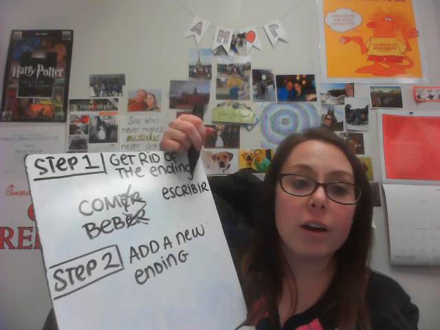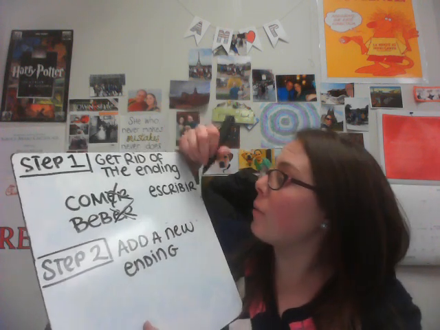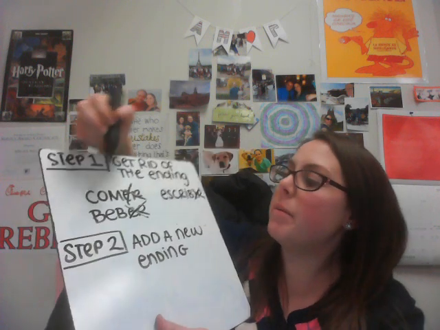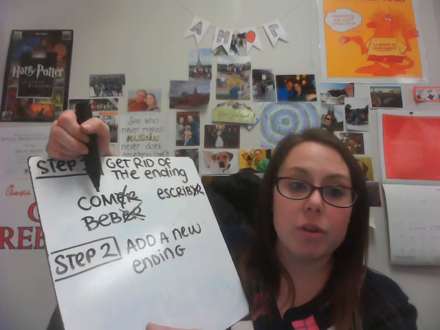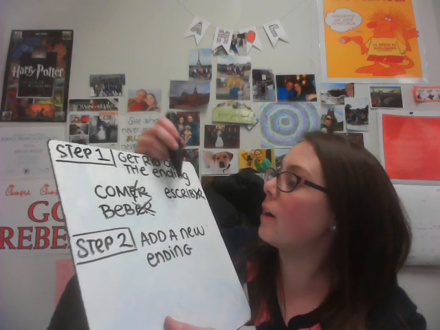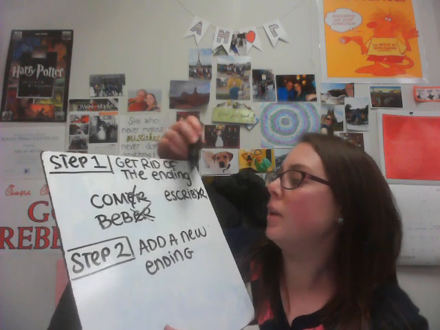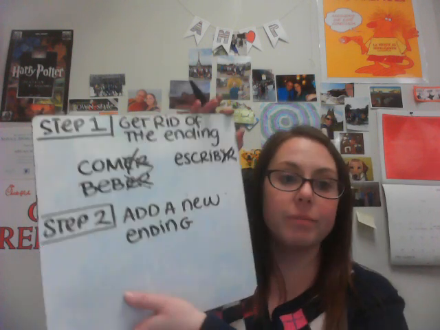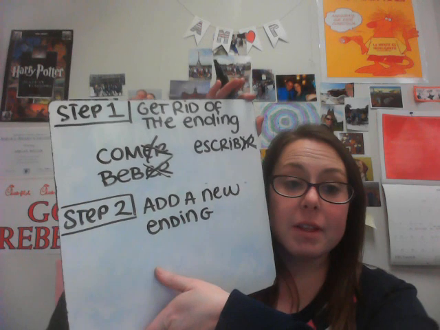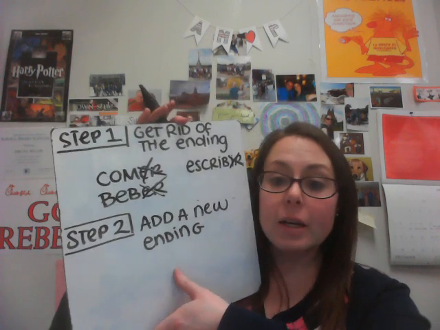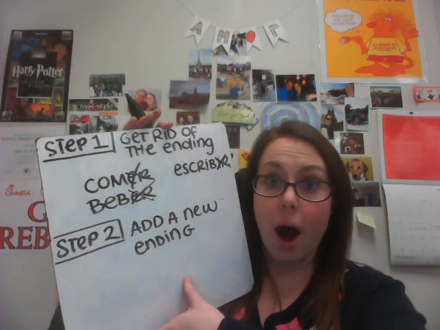If the verb is an IR verb, like escribir, I'm going to get rid of the IR. And I'm going to be left with the stem or the root, which is here the first three letters, and here I have escrib instead of the whole thing, escribir. Now, step two, again, is going to be the same. I'm going to add a new ending, but it's not going to be the exact same as o, as, a, amos, áis, an. It's different for ER verbs and IR verbs.